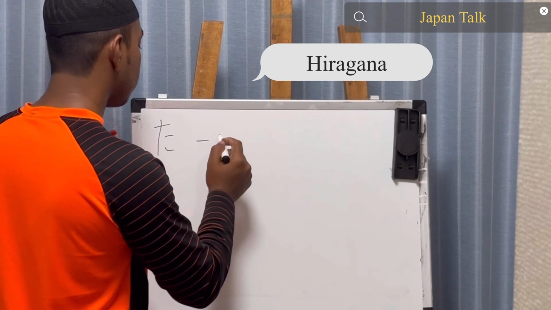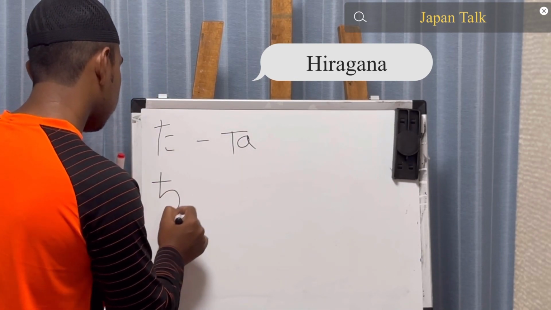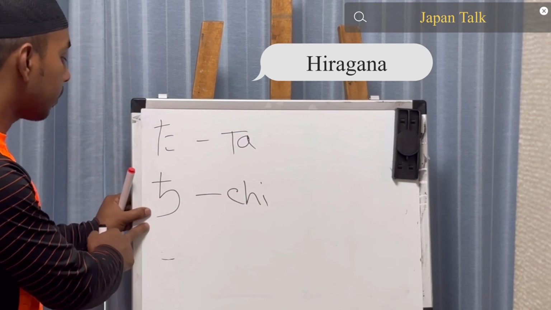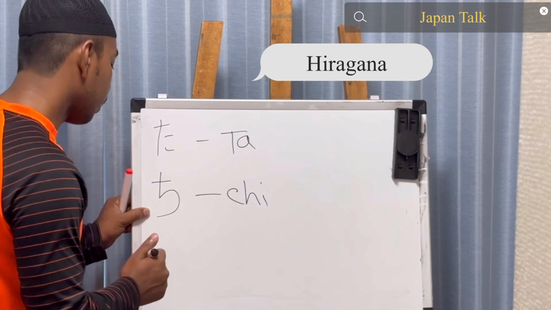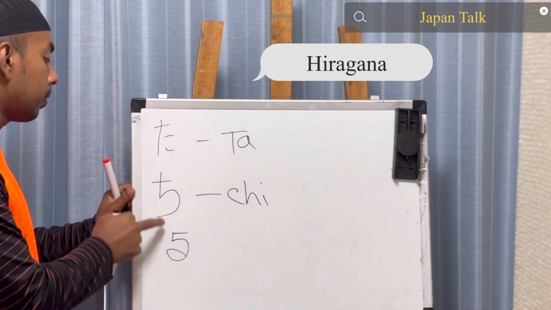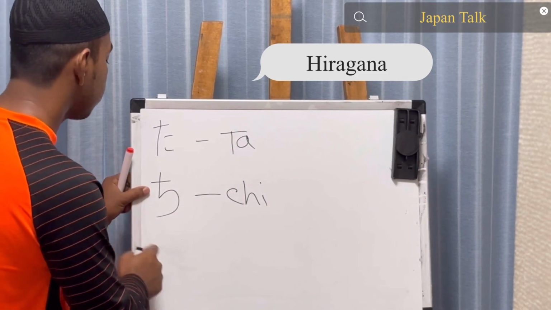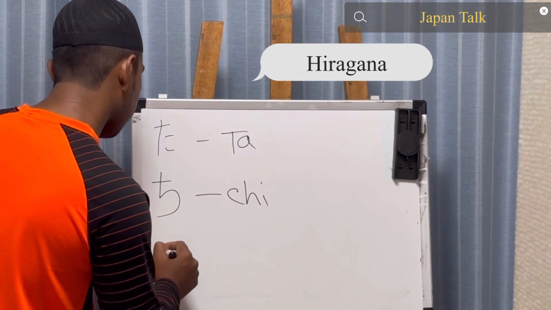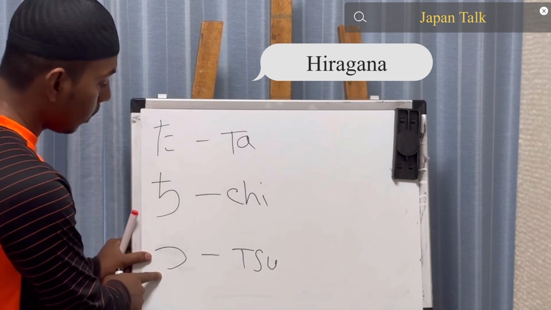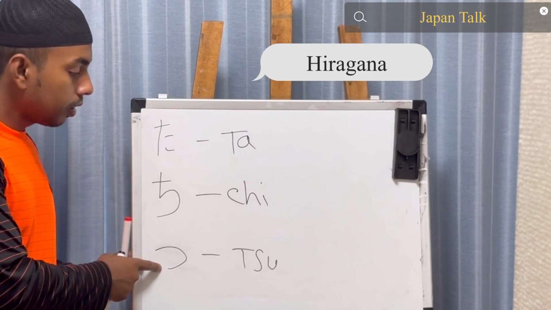It is called ta. And then chi. It seems like 5, right? In English we write 5 like this, so it's similar to 5, right? So this is chi. And then tsu. This is a very critical pronunciation. Please practice it more and more. Tsu.